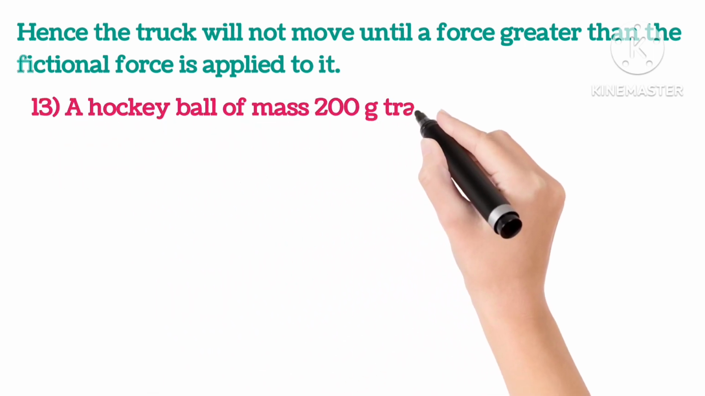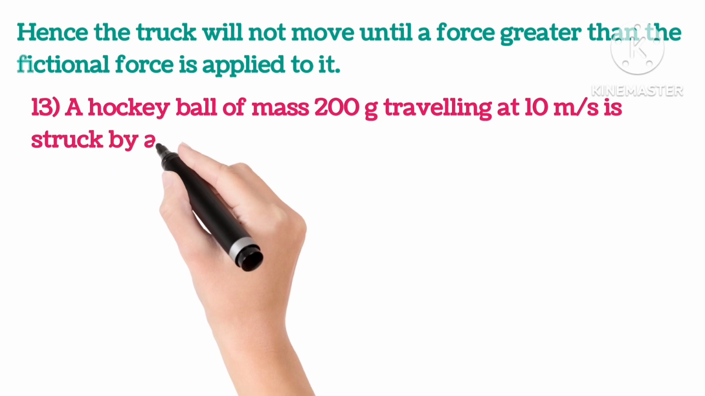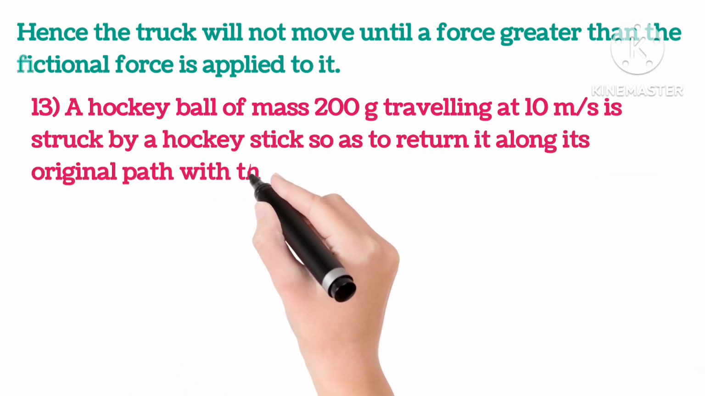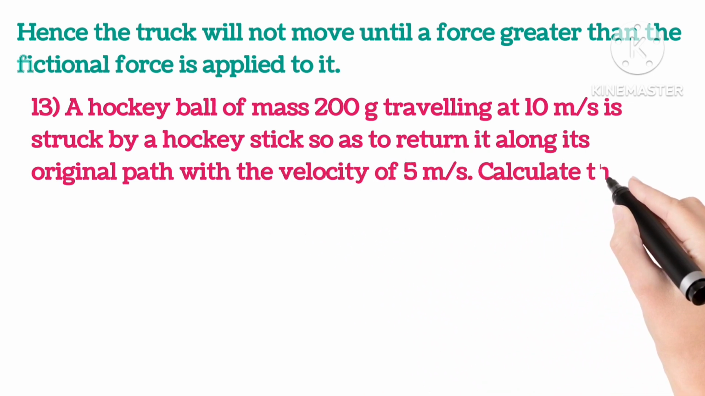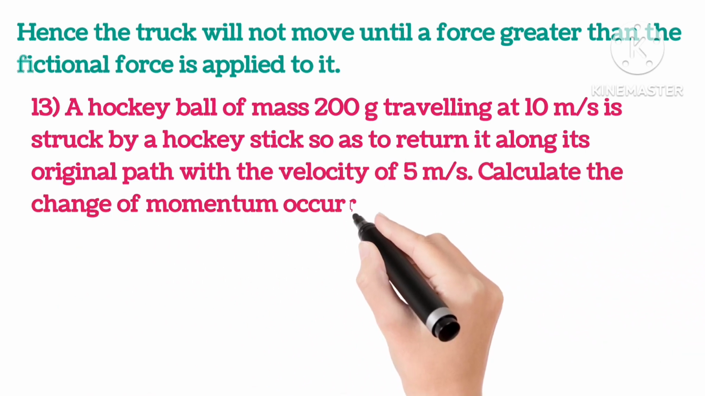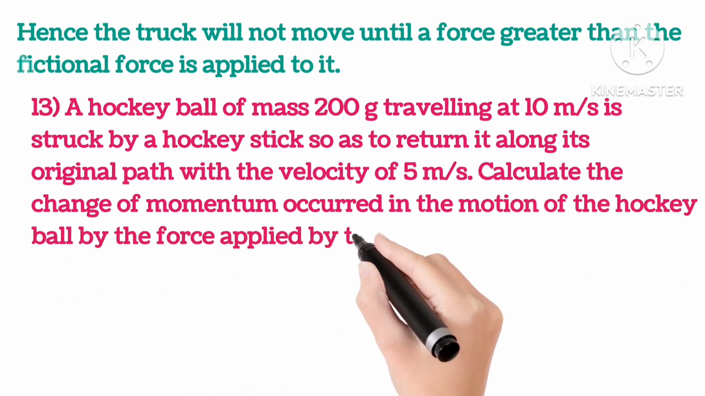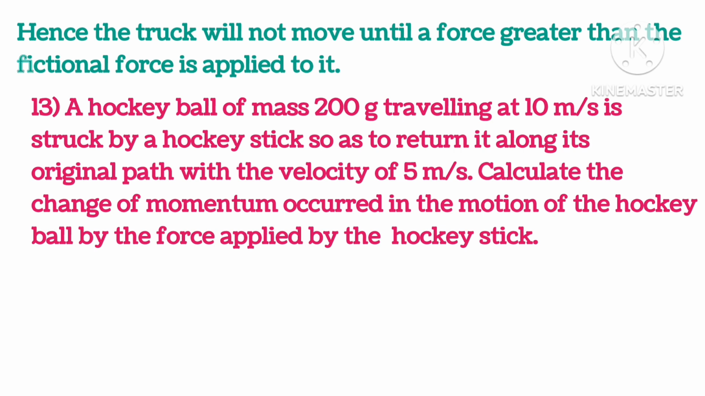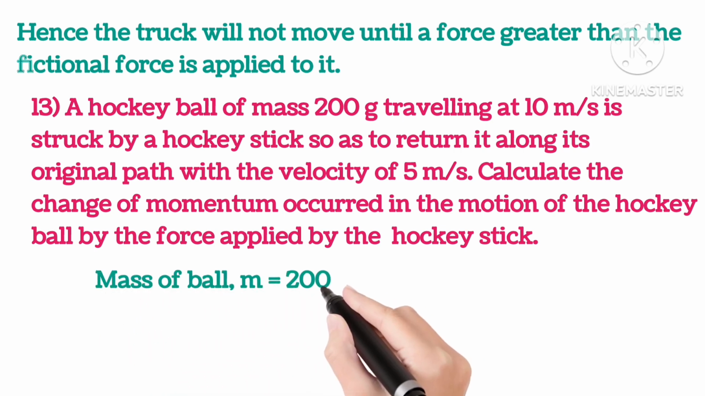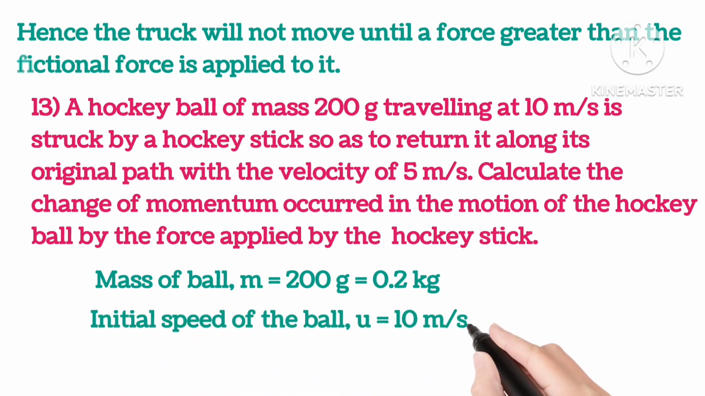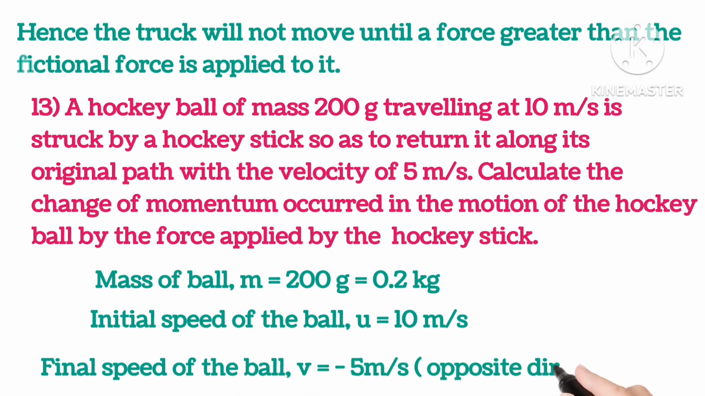A hockey ball of mass 200 grams traveling at 10 meter per second is struck by a hockey stick so as to return along its original path with a velocity of 5 meter per second. Calculate the change of momentum occurred in the motion of the hockey ball by the force applied by the hockey stick. So the mass of the ball is 200 grams, that is 0.2 kgs. Initial speed of the ball is 10 meter per second. Final speed of the ball is minus 5 meter per second in opposite direction.